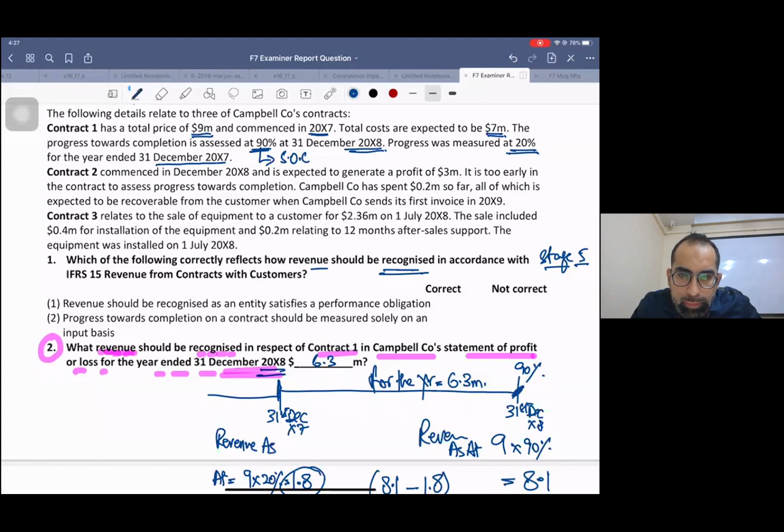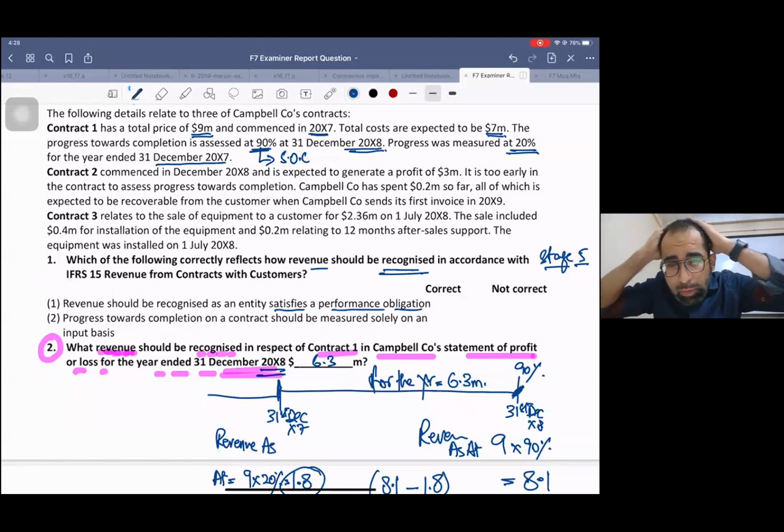Very good. Listen, revenue should be recognized as an entity satisfies a performance obligation. Yes, this is totally correct. Booking of revenue is dependent on the satisfaction of the performance obligation. Listen to the words: on the satisfaction of performance obligation.